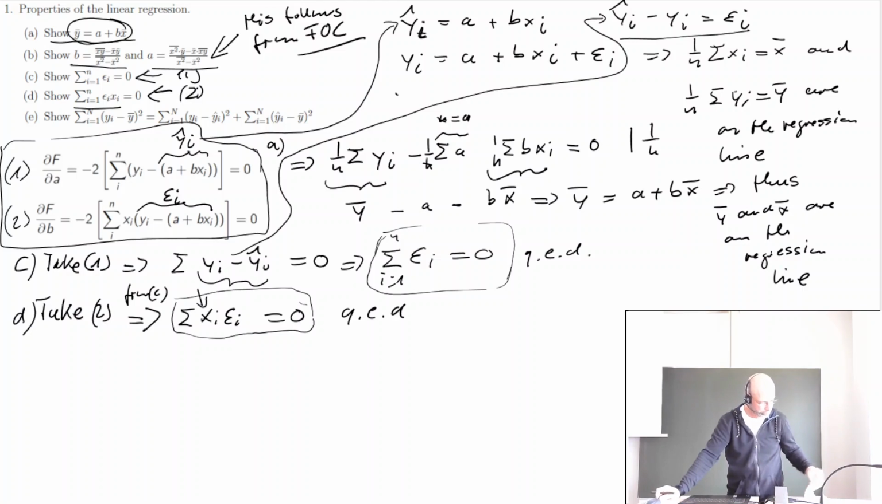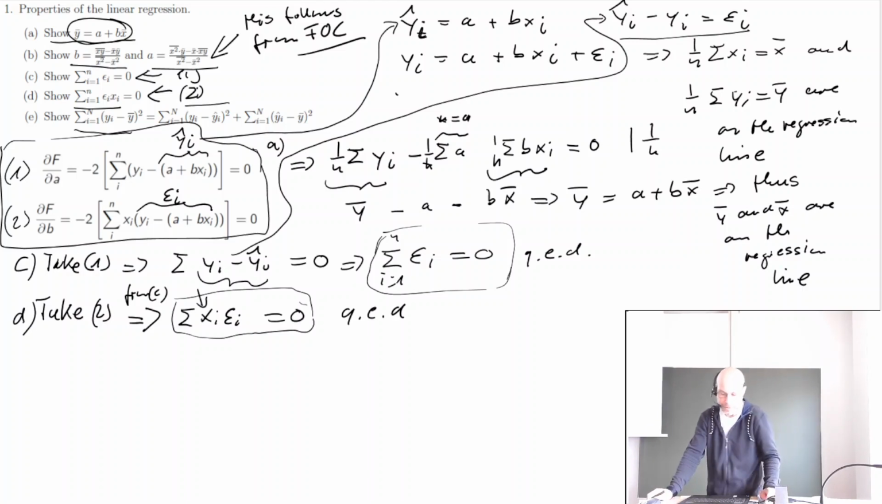And the last one, that you can write the sum of the squared distances from the y values with respect to the means, this just splits into the squared distance with respect to the theoretical values plus the squared distance from the theoretical values with respect to the mean.